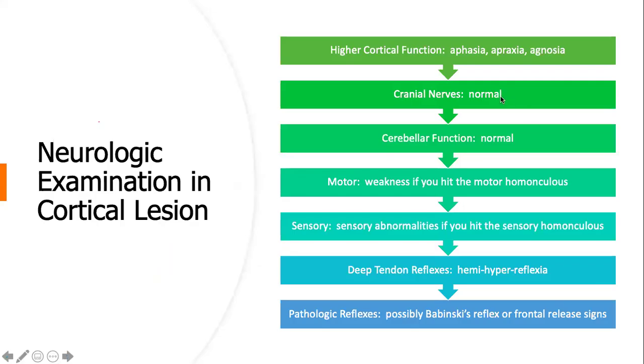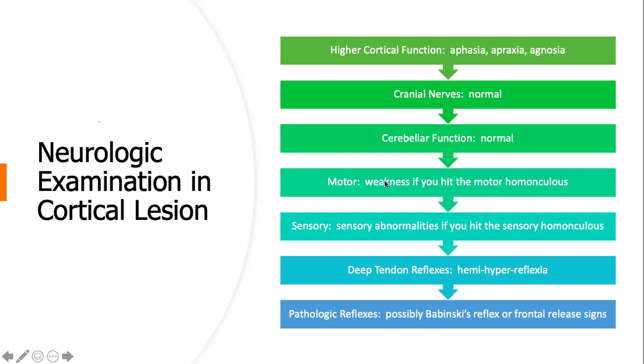So the patient can have aphasia, apraxia, or agnosia. Aphasia usually occurs if it's in the dominant hemisphere, or the left side. Apraxia and agnosia happen more with the non-dominant hemisphere. If I examine the cranial nerves, they will be normal. Cerebellar function will be normal.